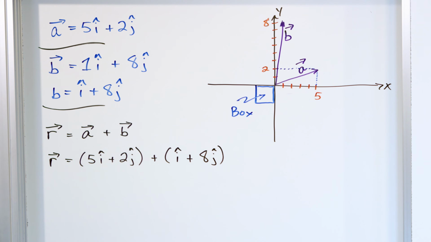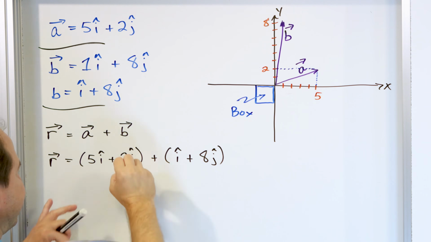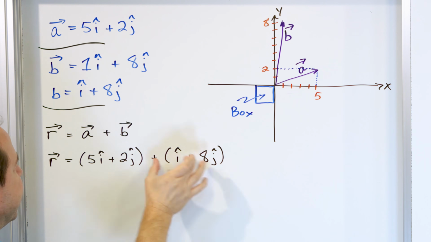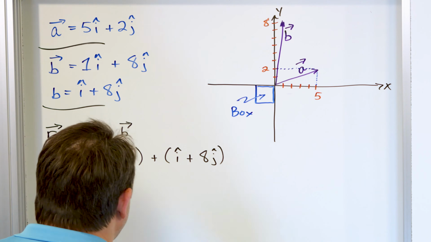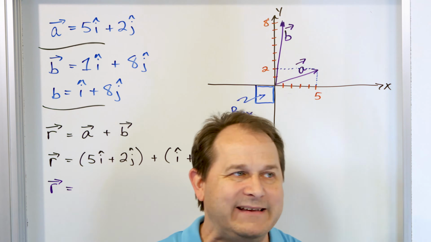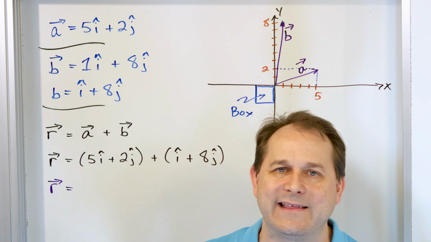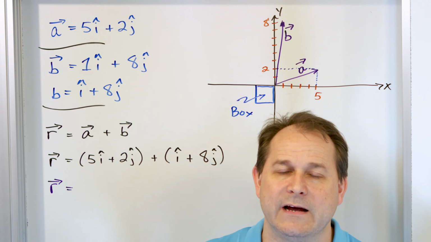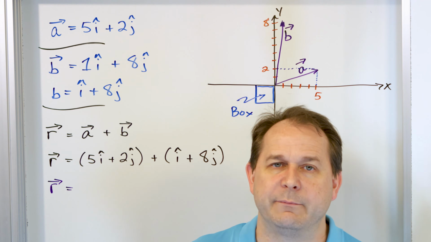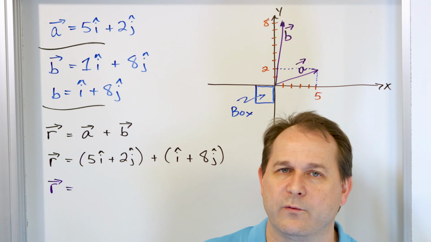Now here's where the magic happens. These parentheses really aren't necessary because I can drop them and just write everything together. I'm just doing it to show you this is vector A and this is vector B. What we are going to do is treat this like an algebra expression. How do you add things in algebra? When you have 8x plus 2x, you can add them because you have the same variable x. When you have 5y plus 6x, you can't add those because one's an x variable and one's a y variable.